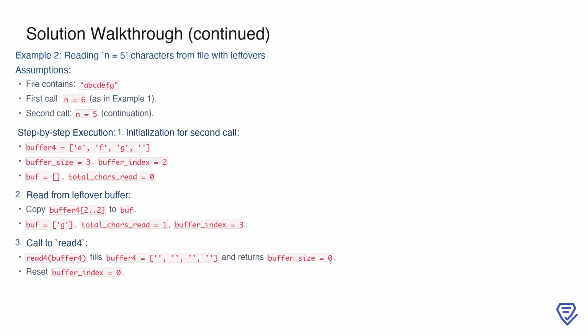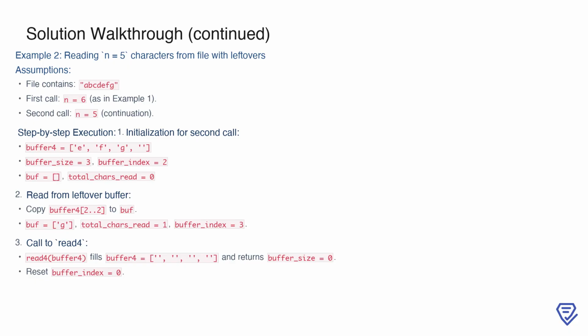To start, the leftovers from the previous read are still in buffer4, which contains E, F, G, with buffer_size at 3 and buffer_index at 2, indicating that only G remains unused. Once again, we initialize an empty buff and set total_chars_read to 0. The first step is to use the leftover character in buffer4. We copy G into buff, updating buff to G, total_chars_read to 1, and buffer_index to 3, which marks the end of the available characters in buffer4.